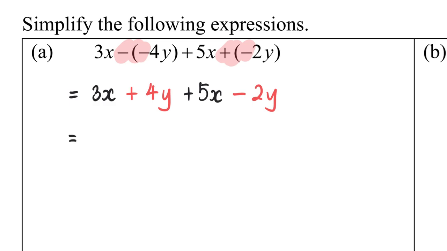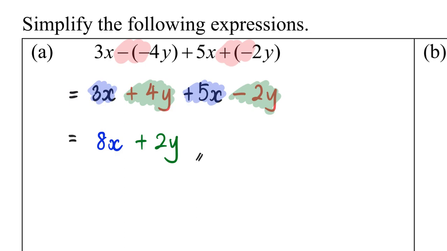And at this point then, I'm going to identify the like terms. Then I'm going to add them up. 3 plus 5, 8x. And my 4, positive 4y minus 2y, that will leave me with positive 2y. And that is the answer, as there are no more like terms. Okay, x and y are unlike terms.